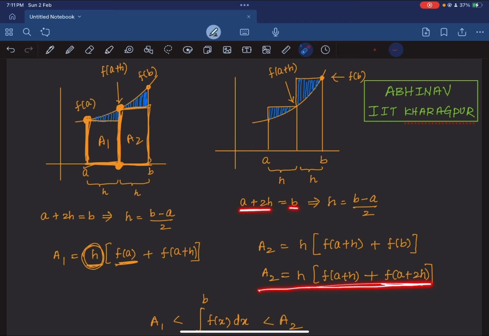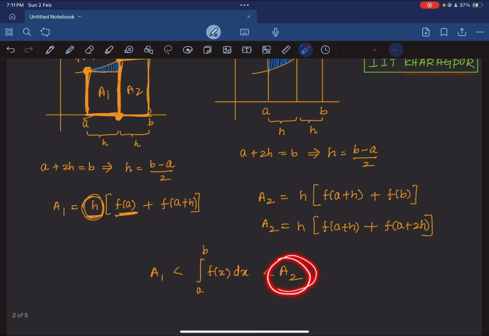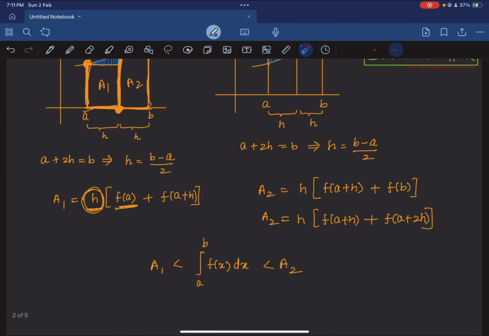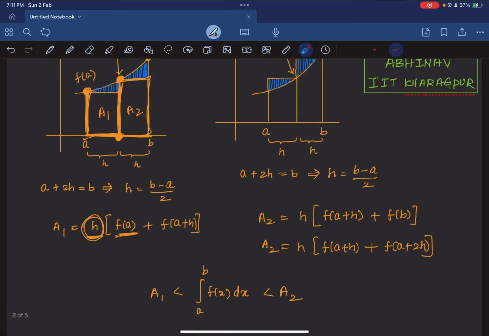So this is a2. Now this a2 will be greater than the actual area because the actual area is just this part. And while computing a2, we are including this blue portion also. So this is the extra portion that got added while computing a2. All right. So this is a1, this is a2. So the actual area lies between a1 and a2. Okay.